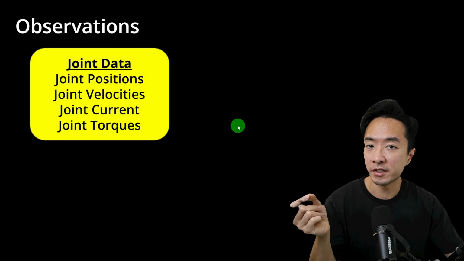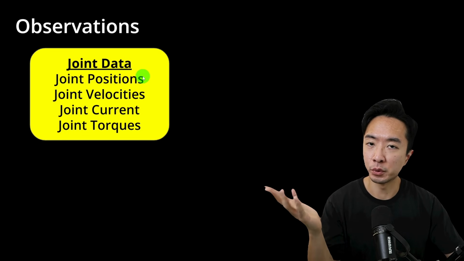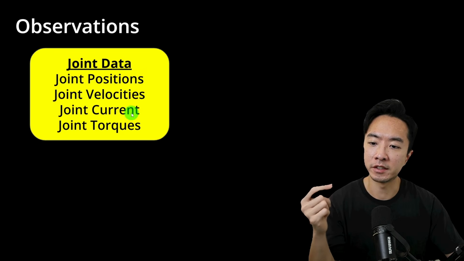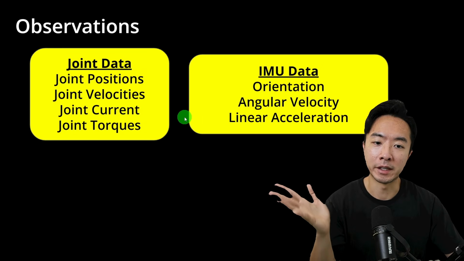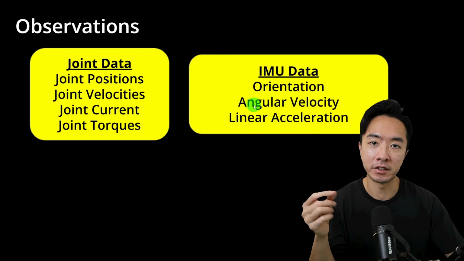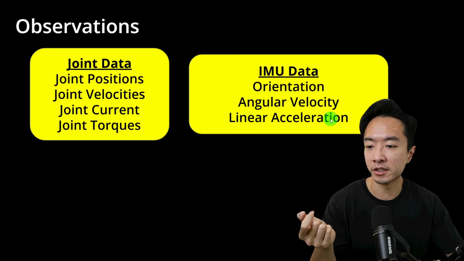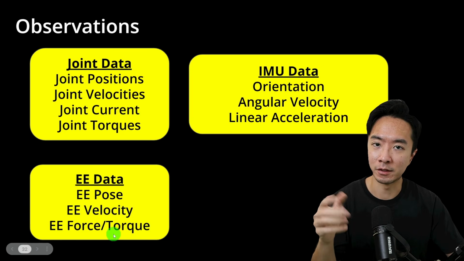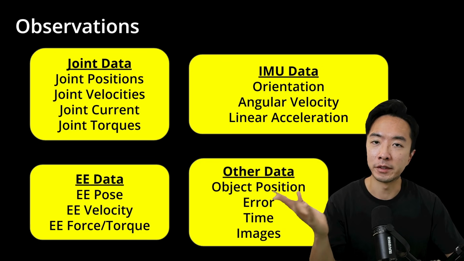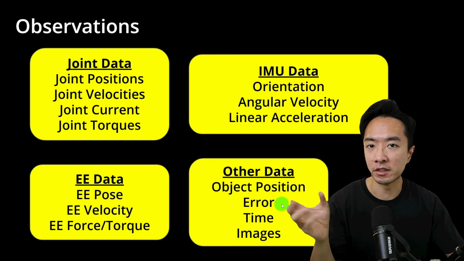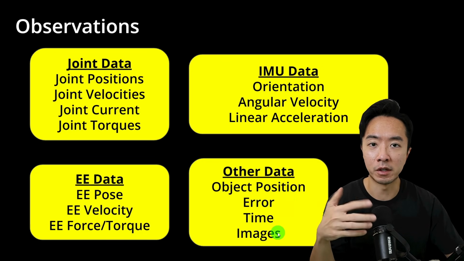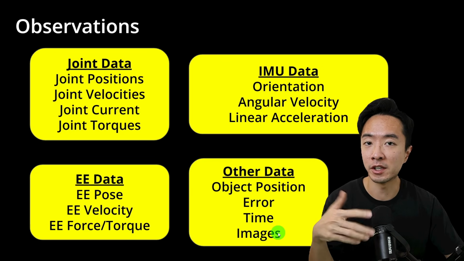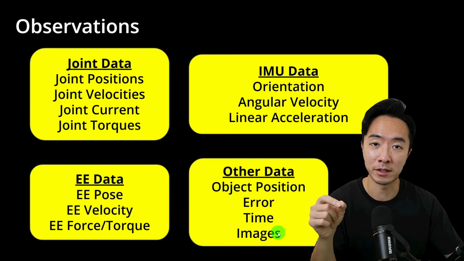Now for the observations, you have a couple different options. So for joint data, we could have things like position, velocity, current, or torques. For the IMU data, you can have something like orientation, angular velocity, or linear acceleration. For the end effector data, EE, you can have the pose, velocity, or the force and torque. And then for other data, you can have things like the object position, the error, time, and images. So all of these observations, you could choose a combination of these to see what works best for your setup.